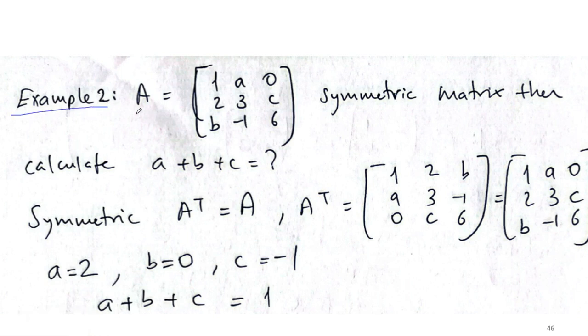Another example: suppose we are given this A, and we are also told that it is a symmetric matrix. Then we can easily calculate these missing values A, B, and C. For example, this value must be equal to the corresponding symmetric value. B should be equal to 0. A should be equal to this value 2. And C should be equal to minus 1, because when we swap the rows with columns, this must be satisfied.